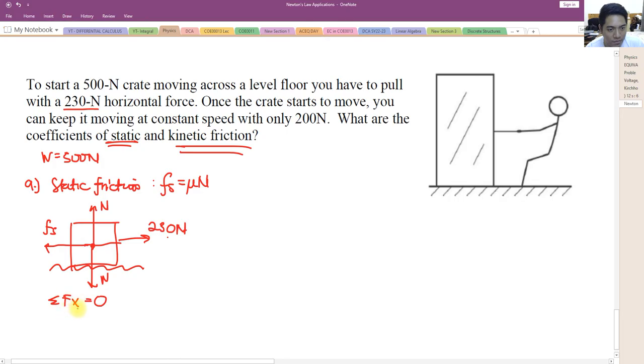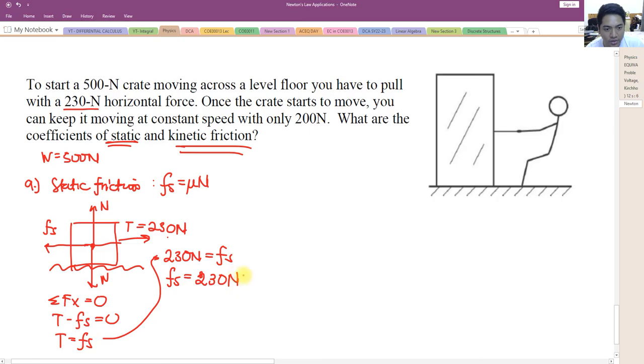So if you have that, this is the tension. Tension minus the static friction force: T minus Fs equals 0. So the tension equals the Fs. And what is the tension? The tension is 230 newtons, which equals the static friction force. So of course, our static friction force is 230 newtons.